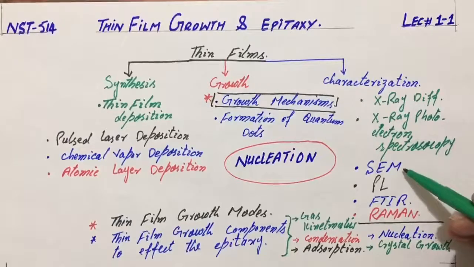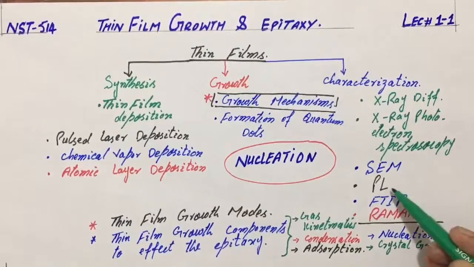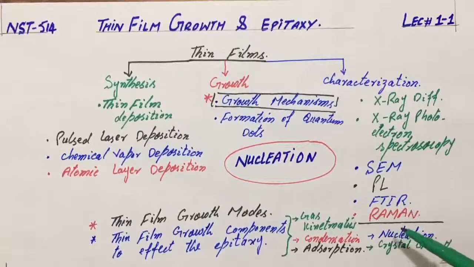Then scanning electron microscope, SEM, that is being used to study the morphology of the material, morphological analysis, how the surface looks like, and how it can affect the properties of the thin films. Next one will be the photoluminescence, that will be used to study the optical properties of the material, the concentration of the defects, band gap engineering, how the energy levels are being added into the optical band gap of the thin films, and how they can affect the optical properties of the material.